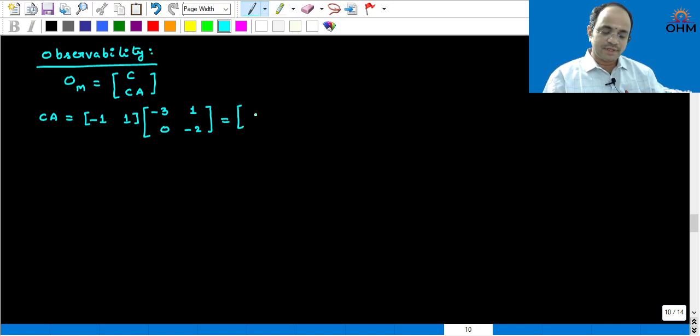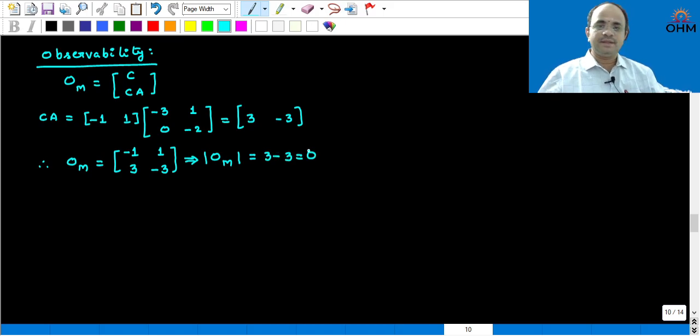3 plus 0, that will be 3. Next, minus 1, minus 2, that is minus 3, a row matrix. Therefore, the observability matrix is equal to C, [-1, 1], and CA, [3, -3]. Then, if you find the determinant, you will get 3 minus 3, that determinant will be 0. When the determinant is 0, what do you mean by that?